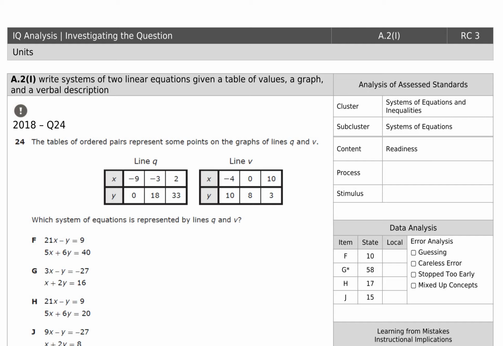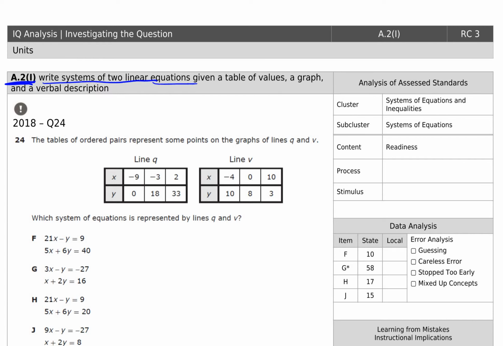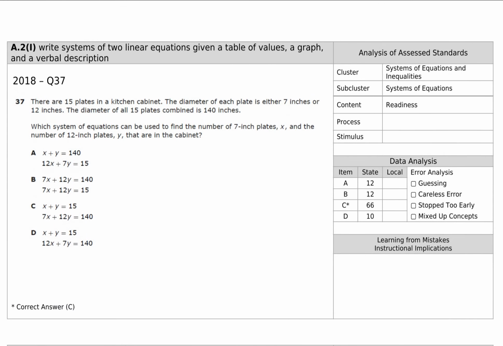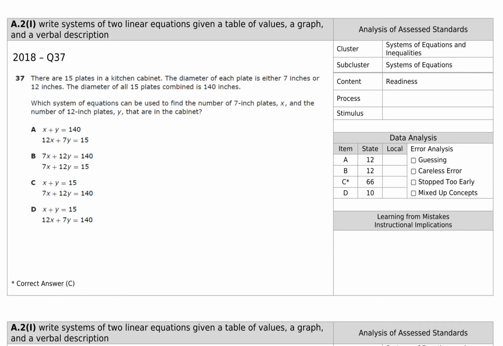Alright, we're getting ready for STAAR, and here we have TEK A-2I, which is Writing Systems of Linear Equations. There are two typical types of problems here, some from tables or graphs that we have to come into the equation, or word problems. Let's start off solving the word problems.